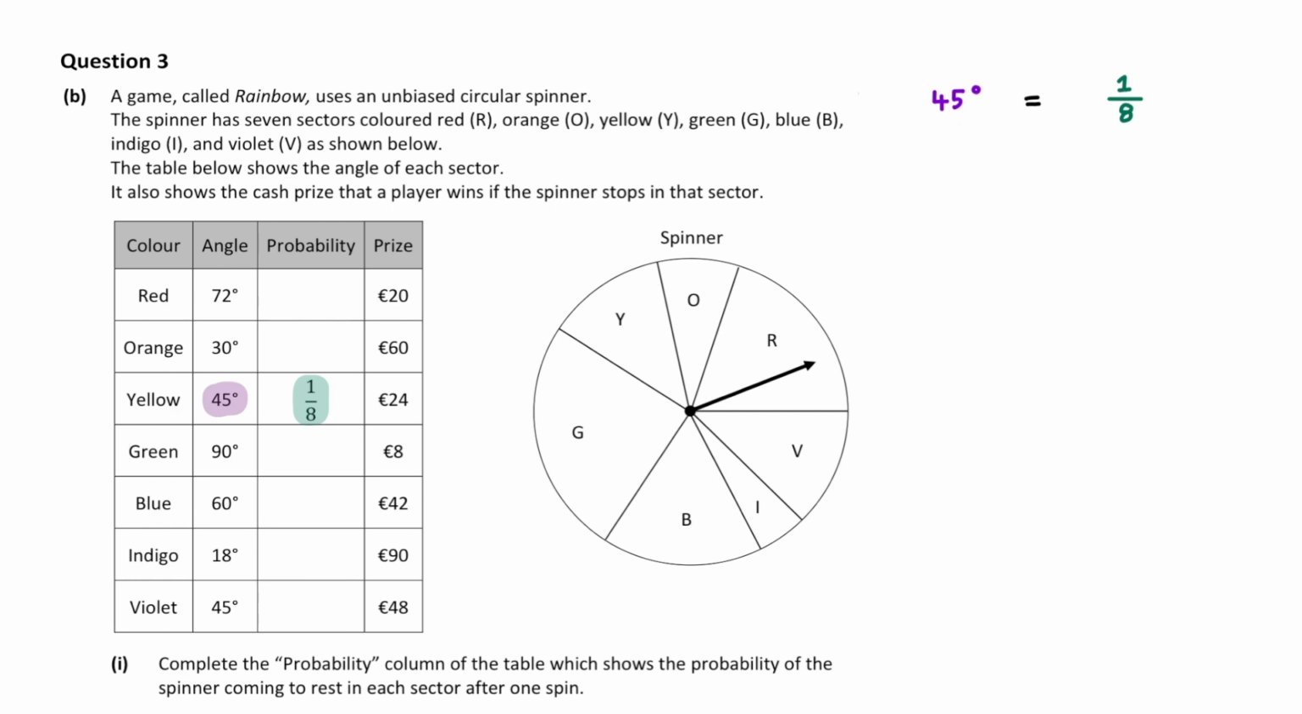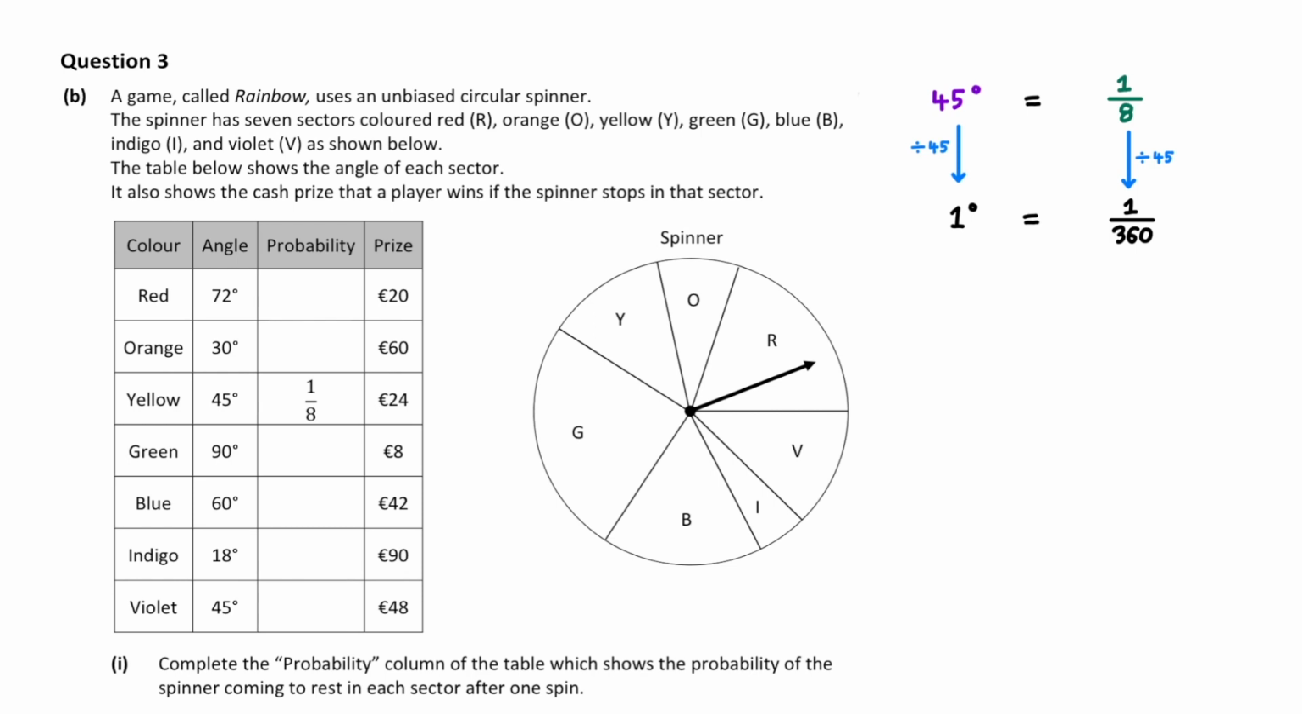If we can find what 1 degree corresponds to, this will allow us to easily find all the other probabilities in our table. Well, to get from 45 degrees to 1 degree, we need to divide by 45. To find what fraction 1 degree corresponds to, we should divide 1 over 8 by 45. This gives us 1 over 360. So now we know that a 1 degree angle corresponds to a probability of 1 over 360. It's also possible to get to this result by using the fact that there's 360 degrees in a full circle.